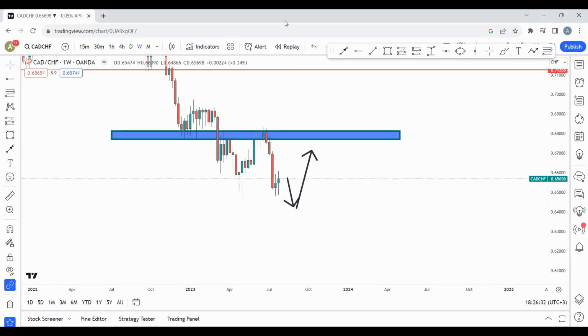But what supports us is this. We have an M structure here into this resistance, plus an impulsive move. Why is that an impulse? We have broken this turning point, and almost even closed below this area.